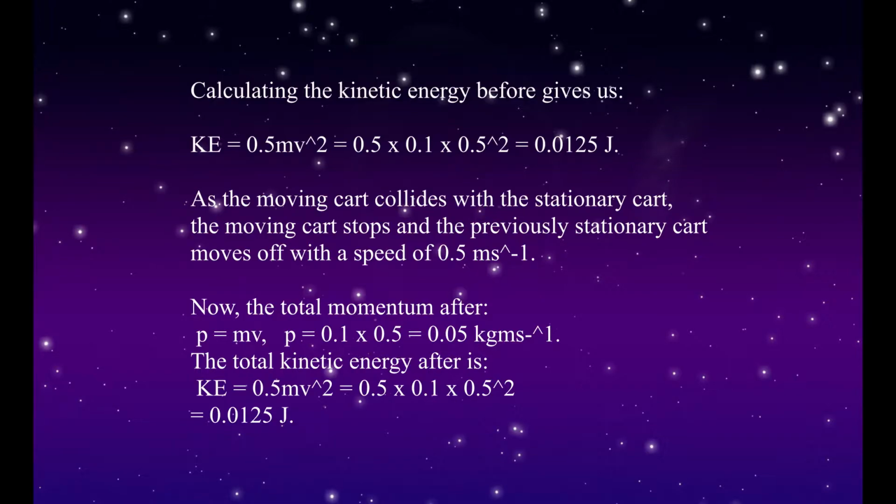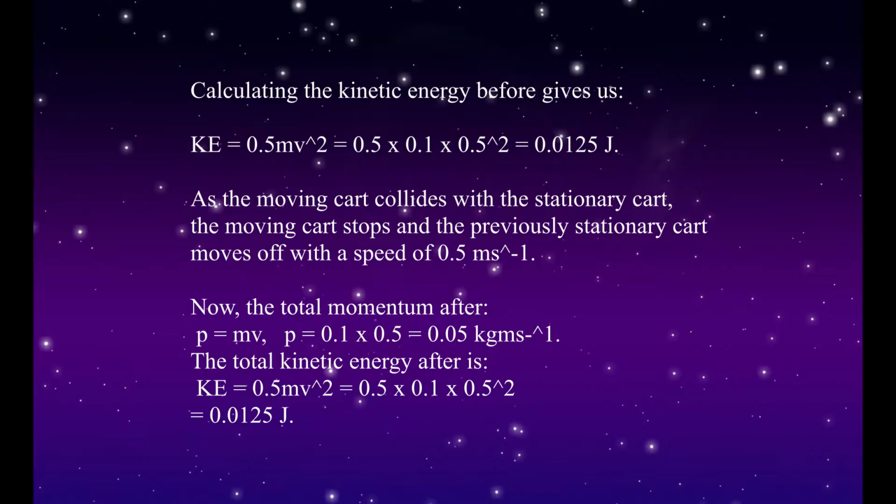Calculating the kinetic energy before gives us Ke equals 0.5 mv squared equals 0.5 times 0.1 times 0.5 squared equals 0.0125 joules. As the moving cart collides with the stationary cart, the moving cart stops and the previously stationary cart moves off with a speed of 0.5 meters per second. Now, the total momentum after: P equals mv, P equals 0.1 times 0.5 equals 0.05 kilogram meters per second.